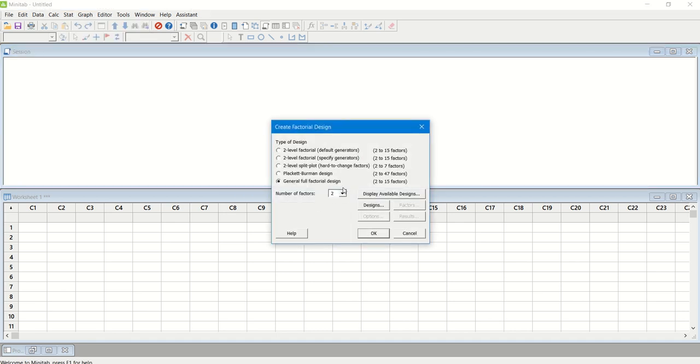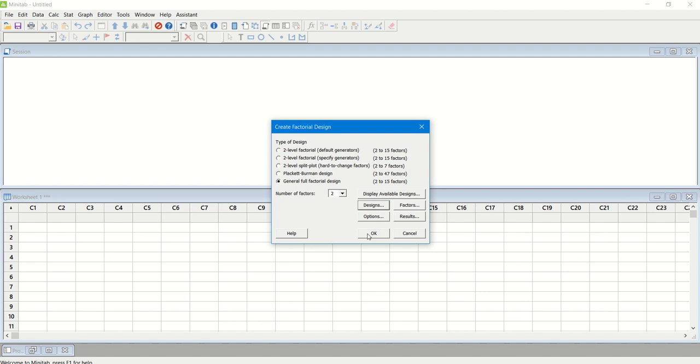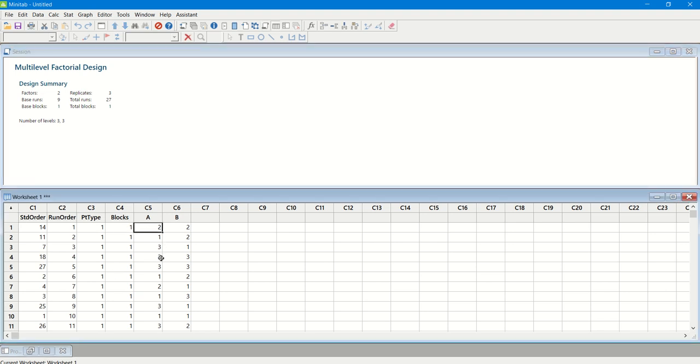General factorial design. Number of factors 2. Designs. Okay. Number of levels we have 3. Number of replicates we have 3. Okay, so replicates. Alright, so we have two factors. We have three replicates. We have three levels.